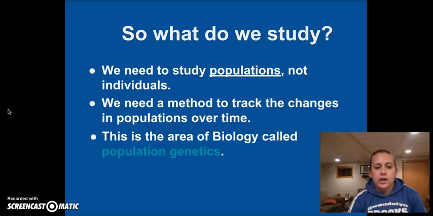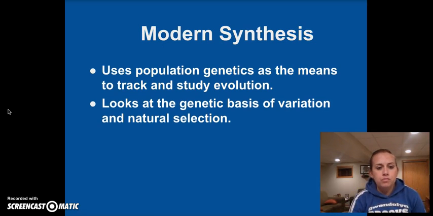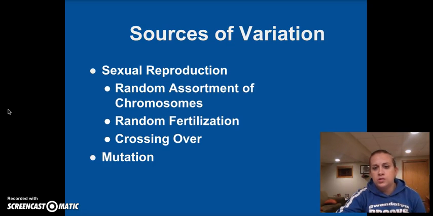We also need a method to track how populations change over time, and we do that through an area of study called population genetics. This is when we study, again, genetic variation within a population, and this is where we take what we learned with Mendel and mix it together with what we're talking about with Darwin. Population genetics uses how we look at alleles and genes to track and study evolution over time. So we're looking at the genetic basis for the variation that we can see, the phenotypic variation, and how it interacts with the environment and how natural selection can select for or against certain traits.